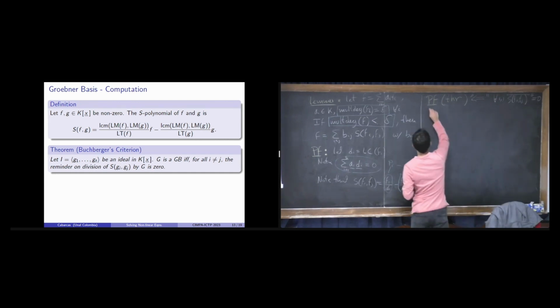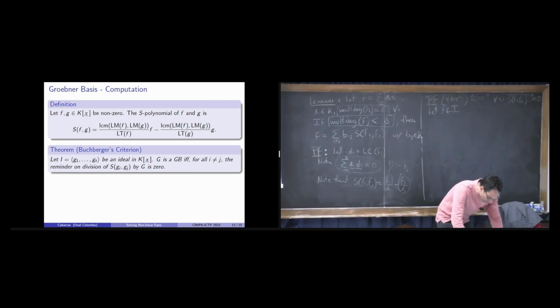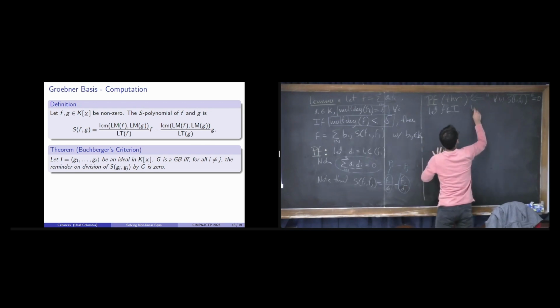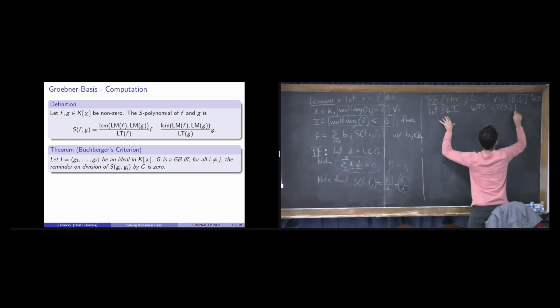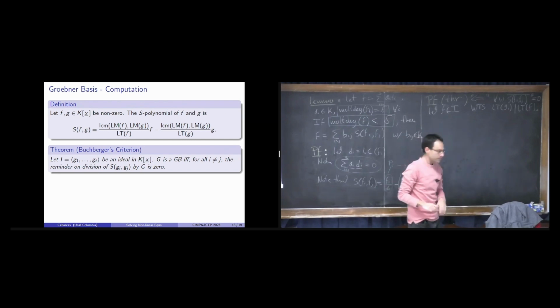So let's take an arbitrary element of the ideal. And we're going to show that there's some leading term of some G_i that divides the leading term of F. So what we want to show is that there's some leading term of some G_i that divides the leading term of an arbitrary F in the ideal. That's what we want to show.